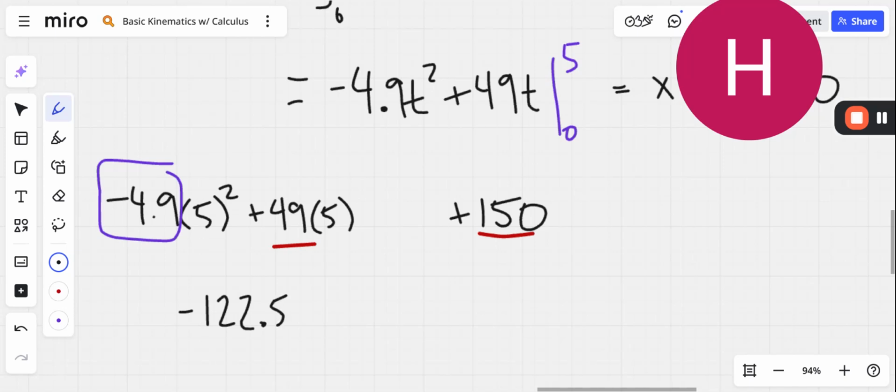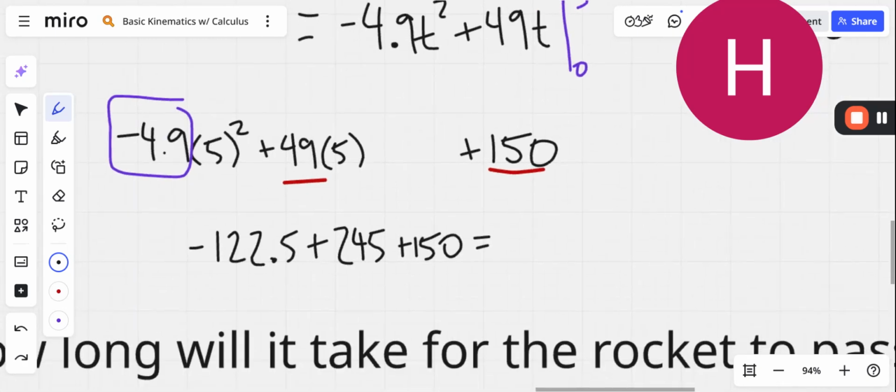22.5? Something like that. Plus 49 times 5, which should just be half of that, 245. Double of that. What am I saying? 245. And then we add 150 to it, so we get 122.5 plus 150, which, if you notice, I'm going to take it one more step.